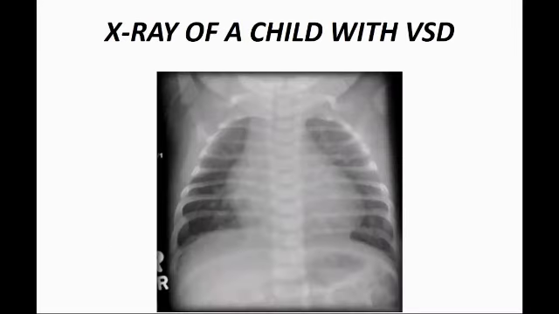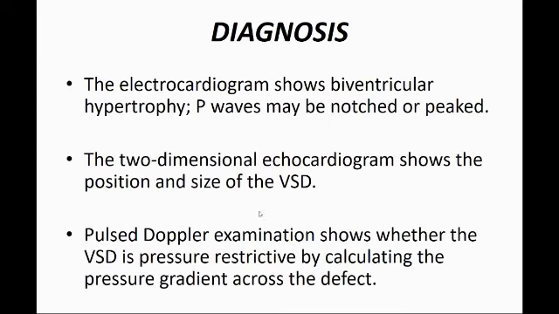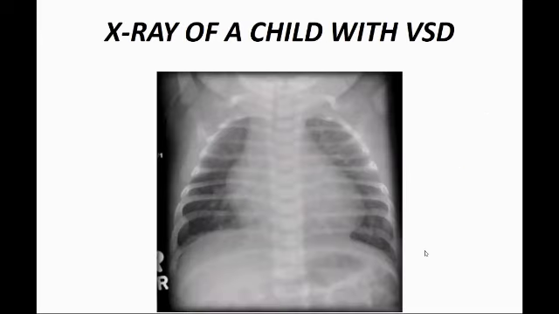This is the X-ray of a child with ventricular septal defect. Here you can appreciate there is massive cardiomegaly. In fact, there is biventricular hypertrophy, and there is increased pulmonary markings.